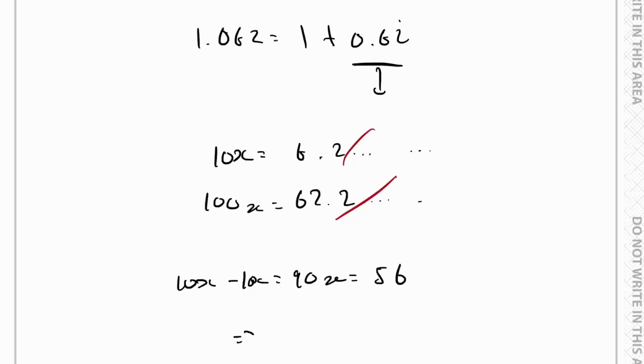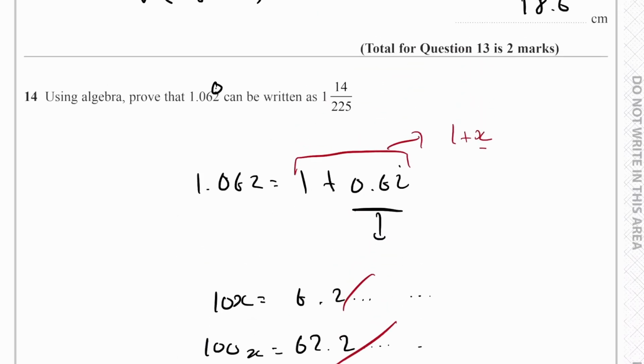And therefore then we can rearrange for x. So x is going to be equal to 56 divided by 90, because 90x, remember, was equal to 56. And actually we just made a little mistake over here at the beginning, that actually should be written over here that this is not 0.62, it's 0.062. And that's where we went wrong, recurring.